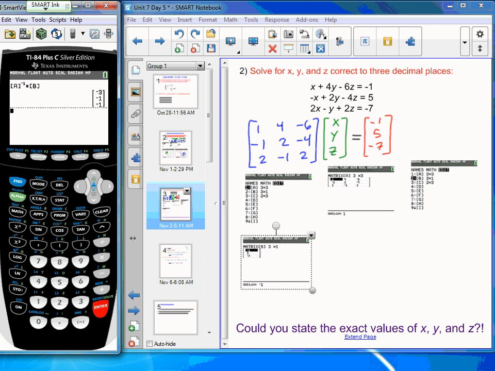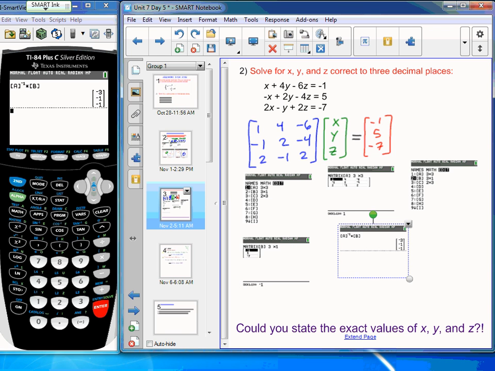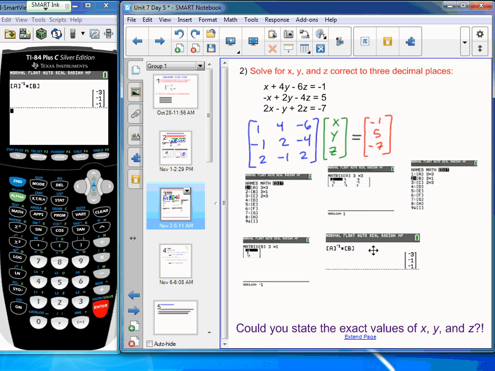Did you guys not get exact values? I must have changed it. It must have come from decimals that we could change into math frac, and so it looks like we don't even need that last question. Could you state the exact values of x, y, and z? Yes, it looks like x is negative 3, y is negative 1, and z is negative 1, and so that works out quite nicely. My solution then is, I'll make this a little bit bigger, negative 3, negative 1, negative 1. A quick check in the original. Negative 3 minus 4 is negative 7, plus 6 is negative 1.